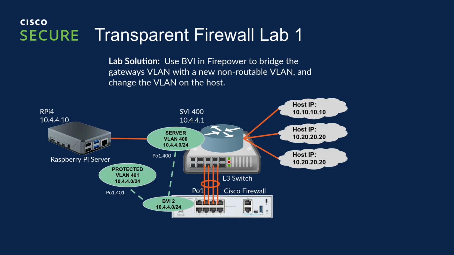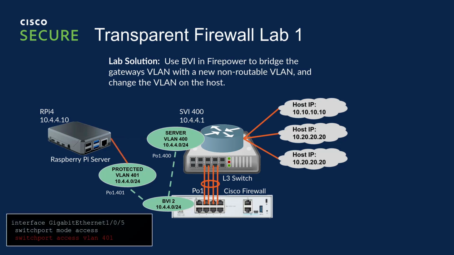So the process involved in swinging this server over to the protected network is as simple as changing the access VLAN statement on the switch port. We just change it to VLAN 401. And suddenly it is behind this firewall in this protected network. You don't have to change the IP address on the server. You don't have to change the default gateway at all. It's now just behind this firewall.